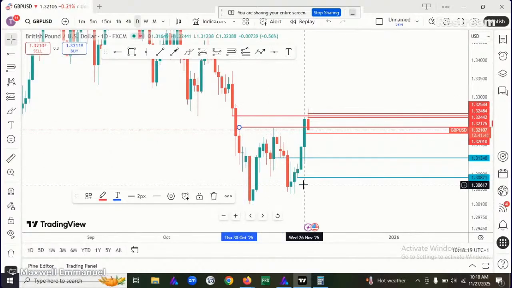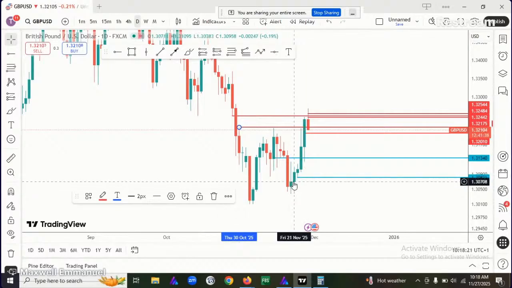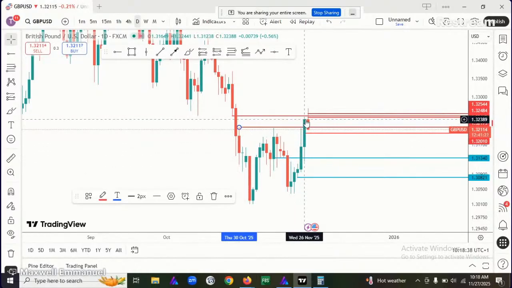And so you can see that GBP USD started buying from this point. If you had wanted to make good money buying GBP USD, you would have bought from this level. So if you didn't buy from this level, I don't think it would be wise to buy at this level.